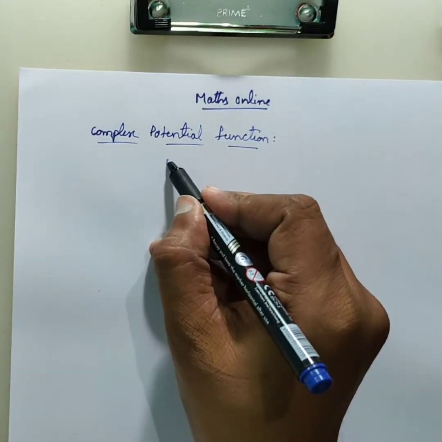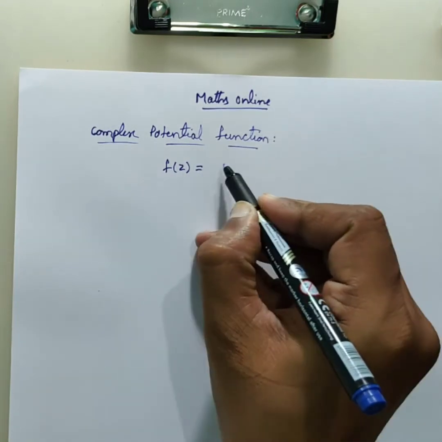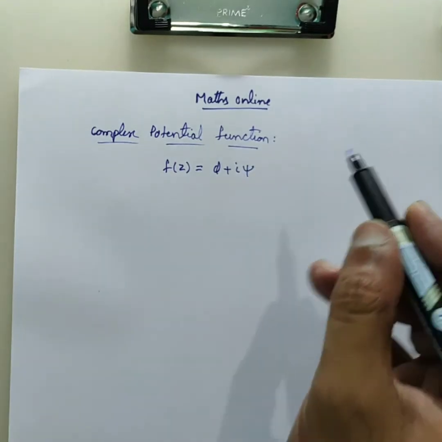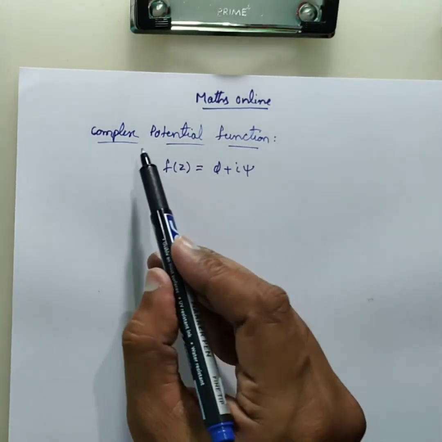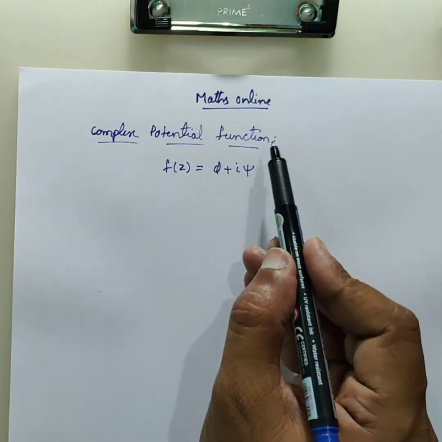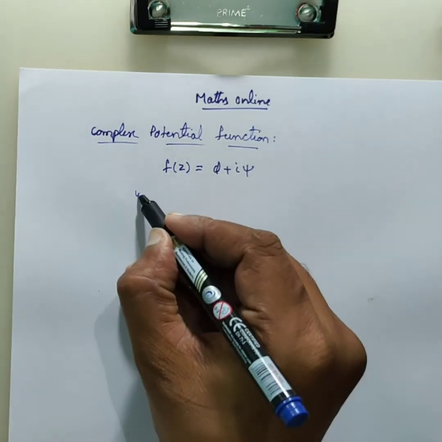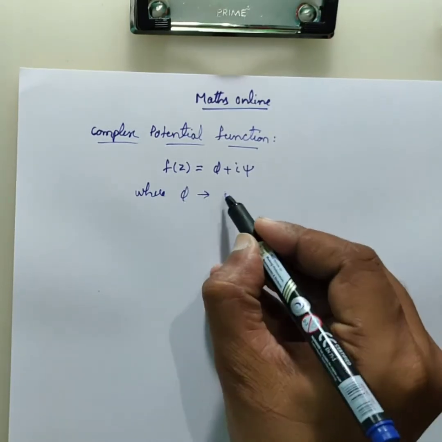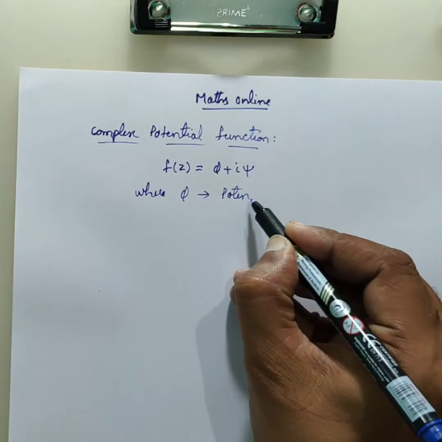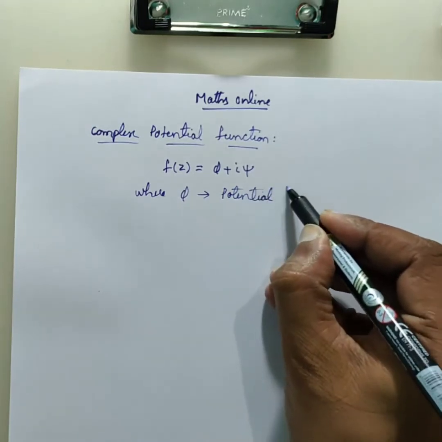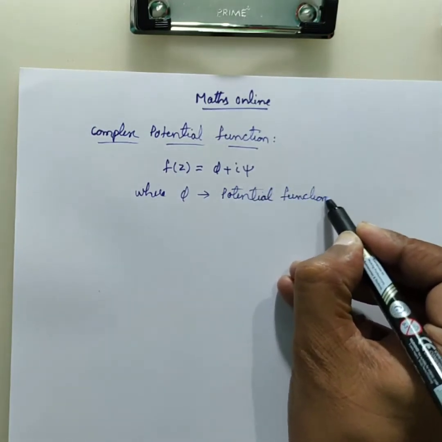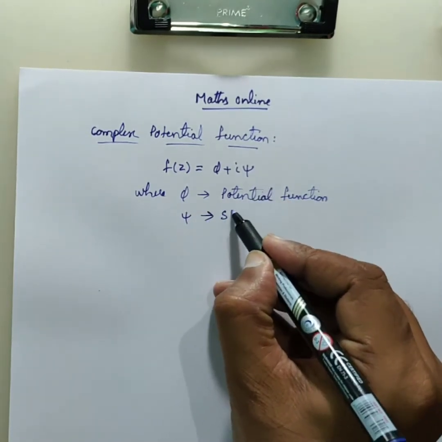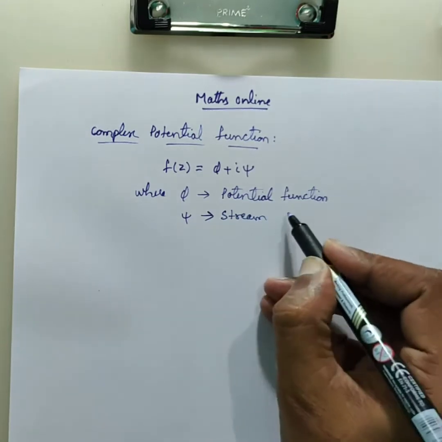If I consider a function f of z is equals to phi plus i times psi, so this function f of z is called a complex potential function, where this value of phi is called the potential function, and this psi is called the stream function.